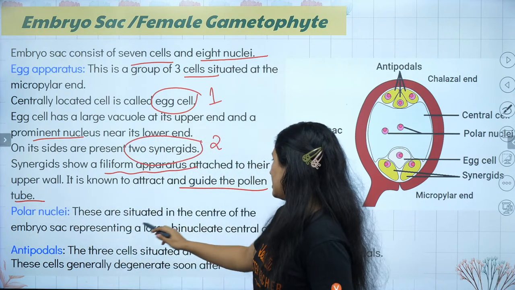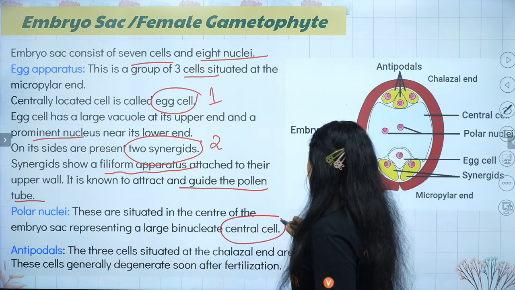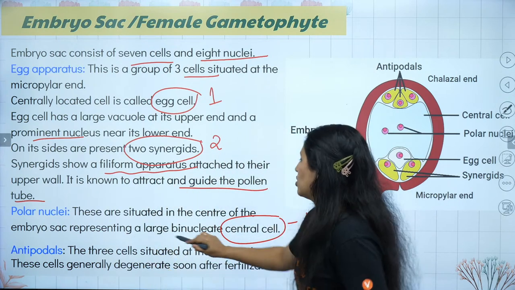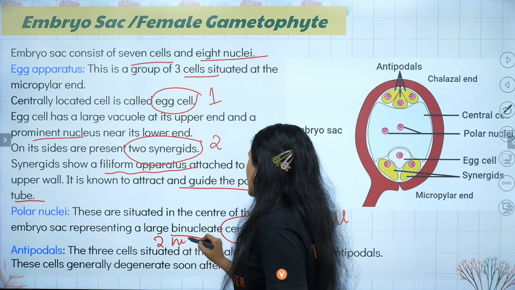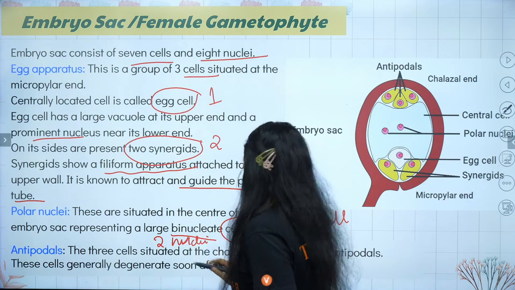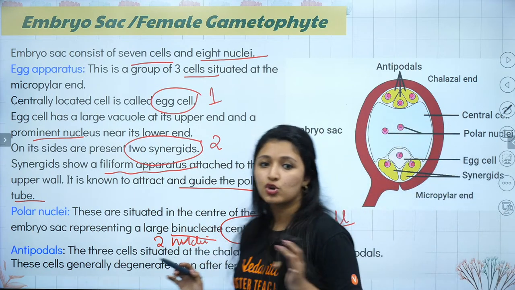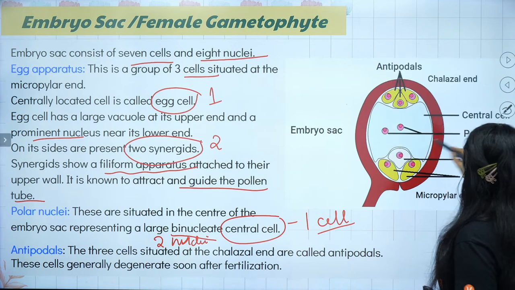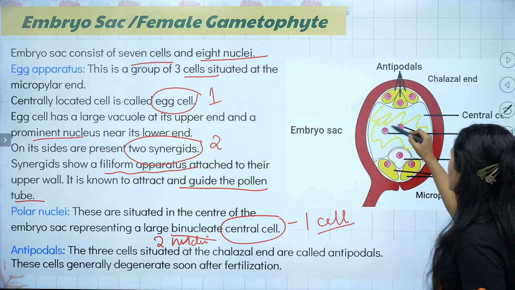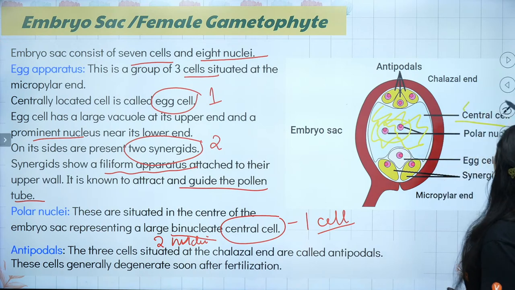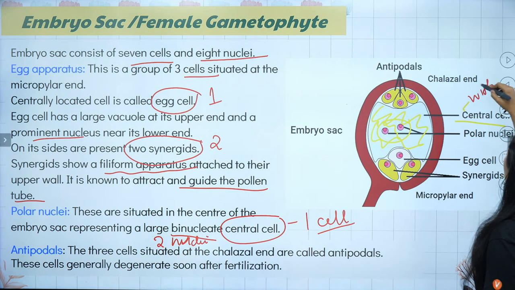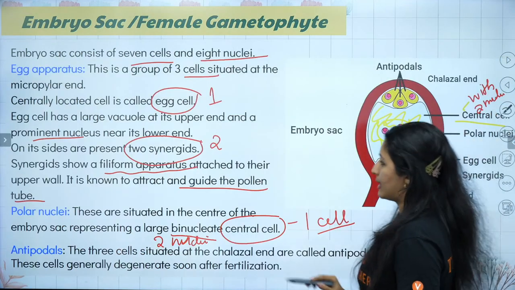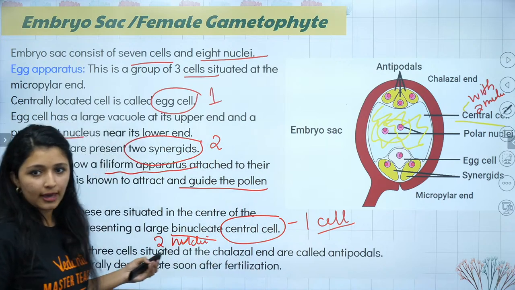Then they have polar nuclei. The central cell is one cell, but there are two nuclei. Binucleate means you have two nuclei, but only one cell. So you can see here, if I take this entire cell, this is one cell, but it has two nuclei. Central cell with two nuclei. That's our polar cell. Okay?